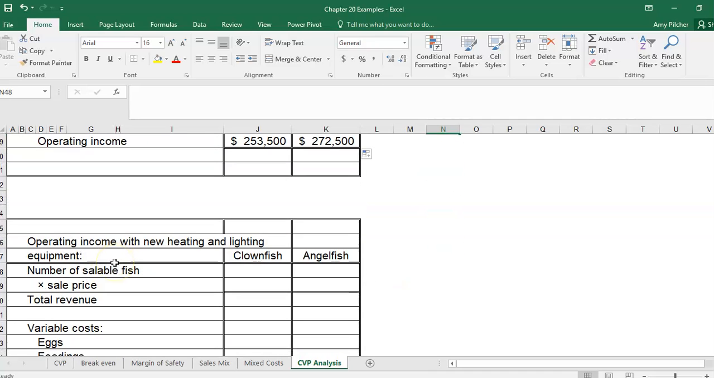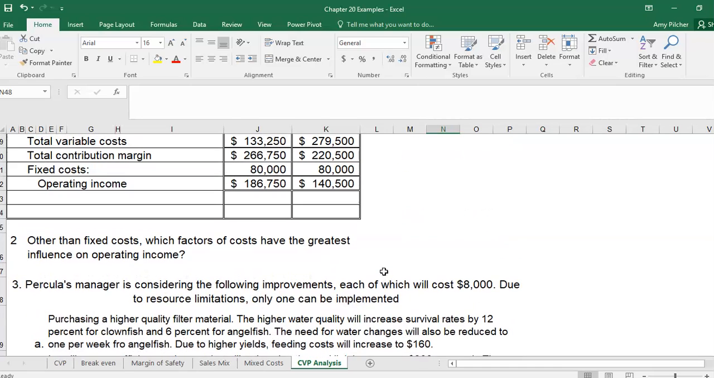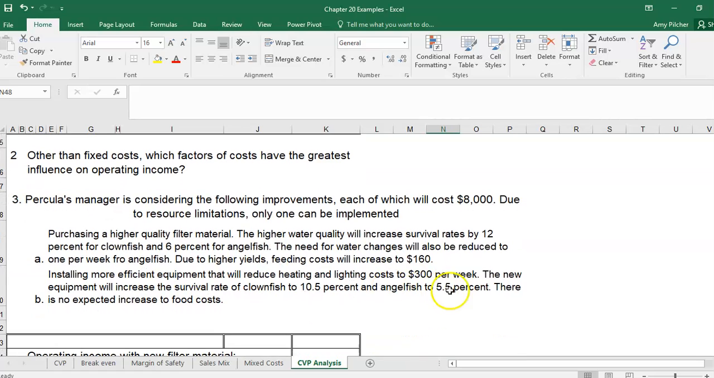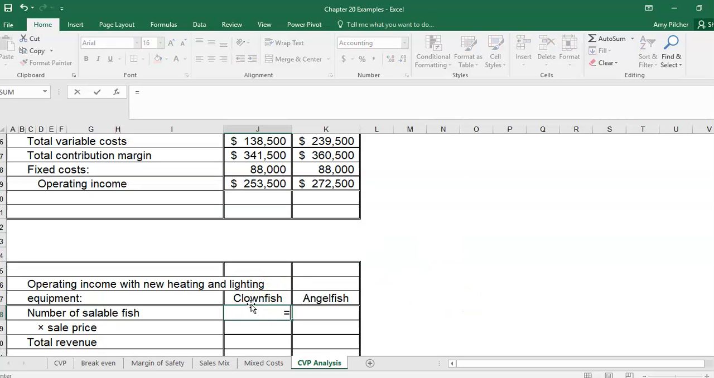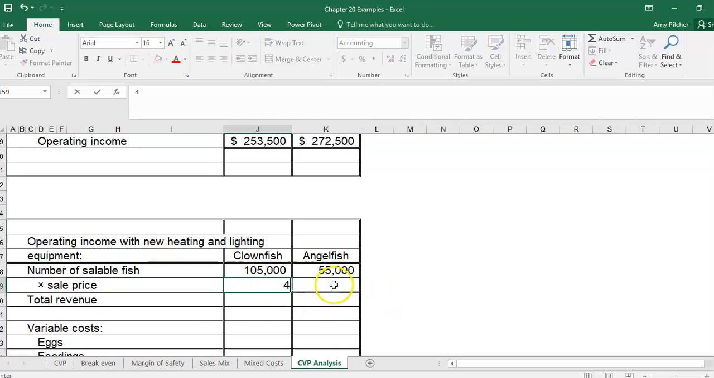Then we're going to look at the second option. What if instead we went with the reduced heating and lighting costs? So here we're going to reduce the heating and lighting costs. We have a survival rate of 10.5% and 5.5%. So we have 1 million times 10.5% and 1 million times 5.5%. Same sale price.